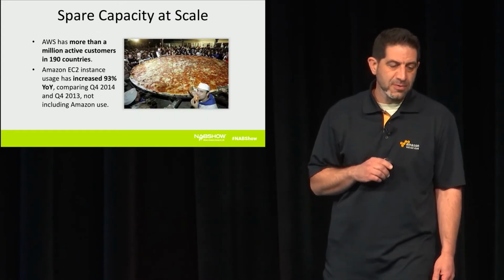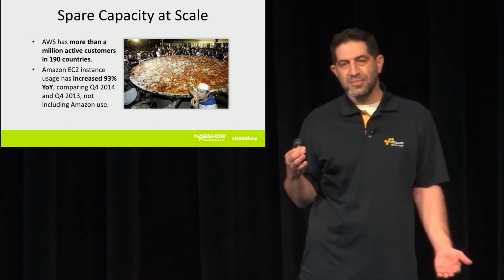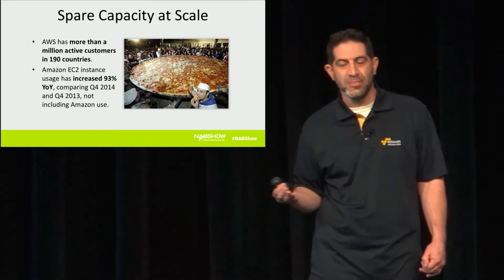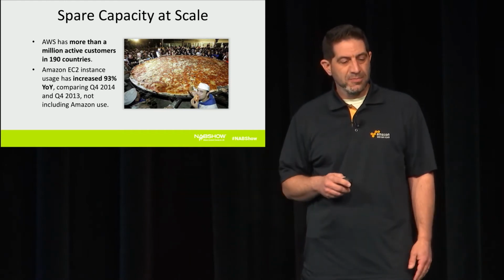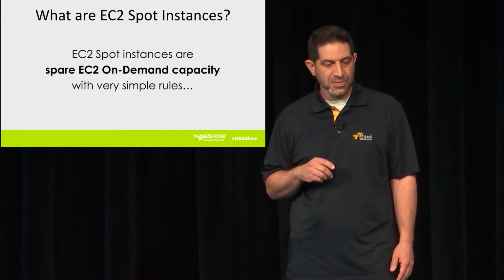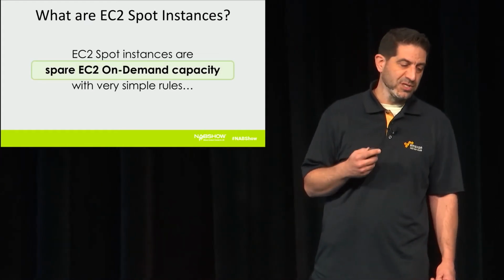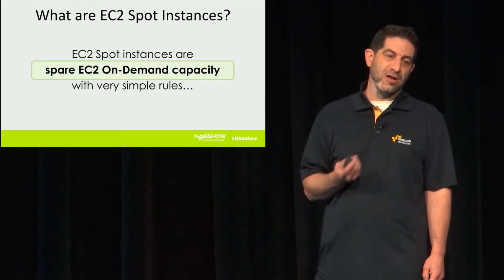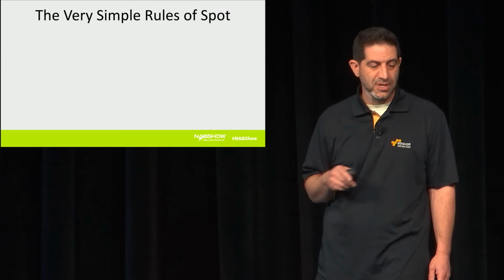All right, so AWS has a lot of excess capacity, right? We have to have the ability to allow customers to scale up very quickly over large regions. So we have a lot of spare capacity, a lot of growth happening, right? So what are Spot instances? Spot instances are essentially spare EC2 on-demand capacity with a couple of very simple rules.